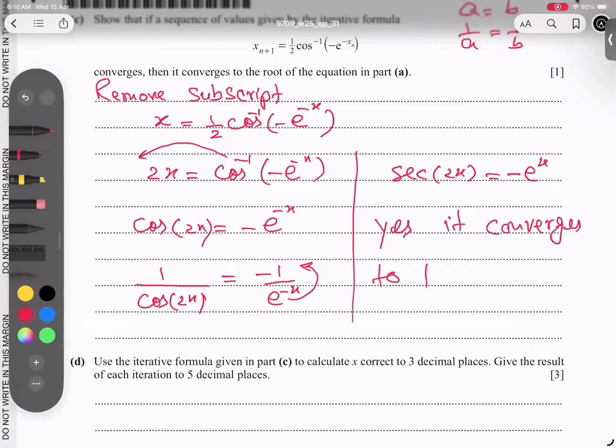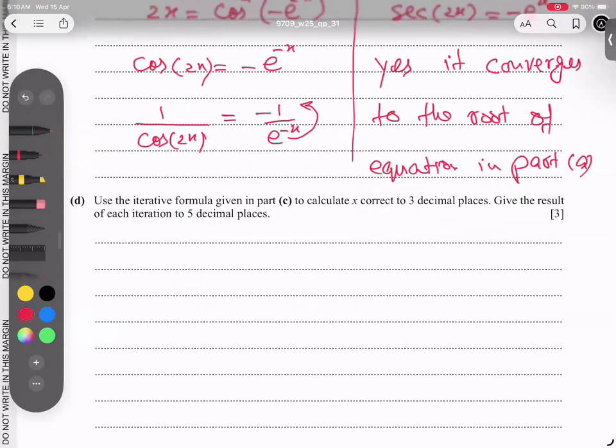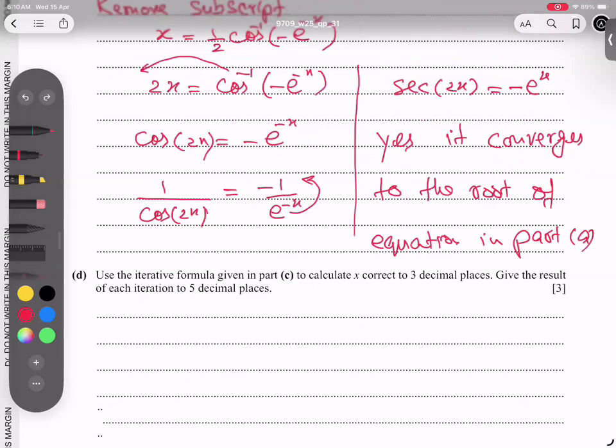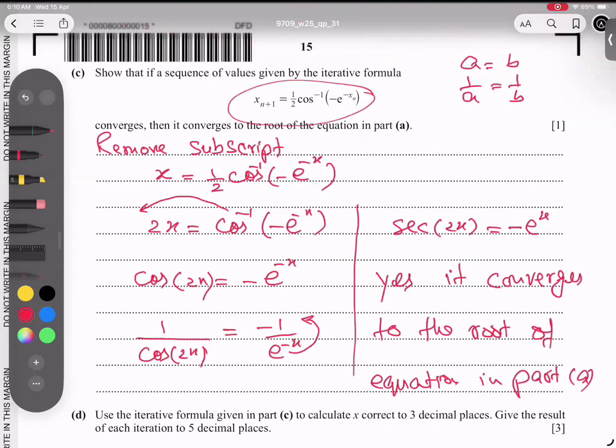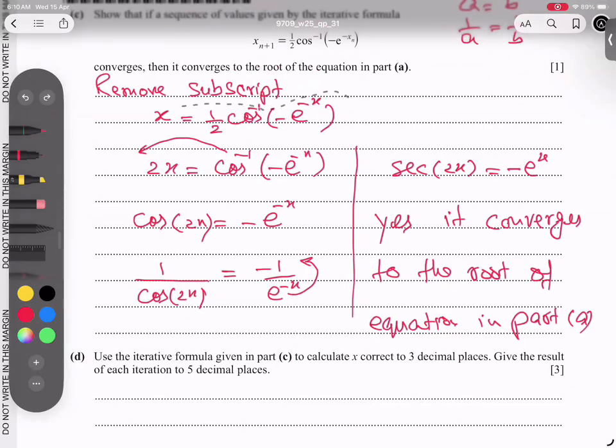to the root of equation in part A. Okay, let's talk about this other part. Use the iterative formula for part C to calculate the x value to 3dp and give each answer to 5 decimal places. So we have to go for, look, check it now. So top equation I will use.